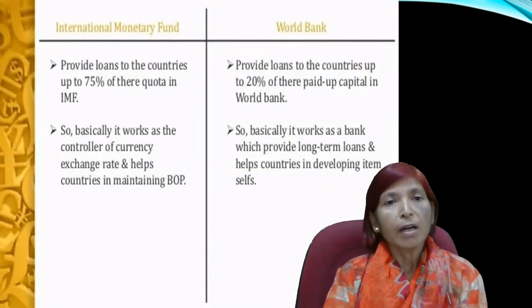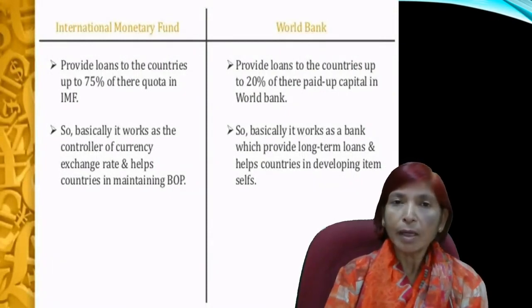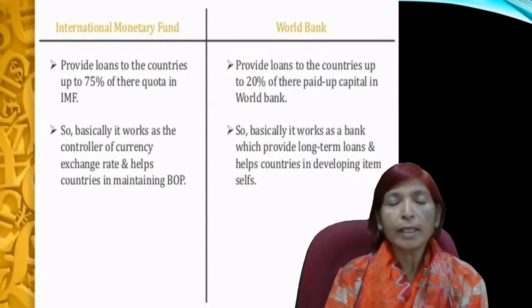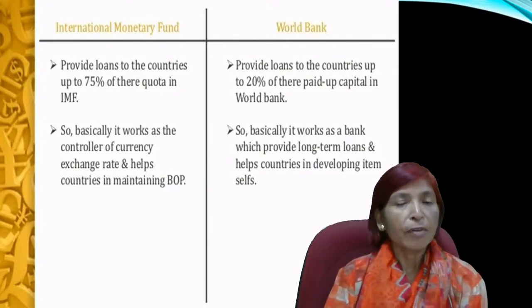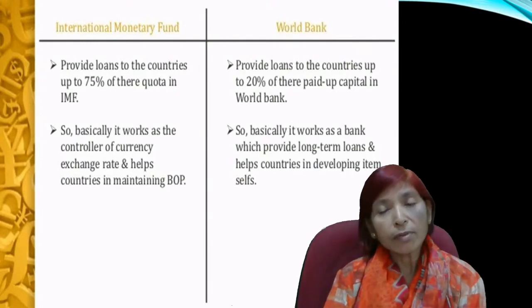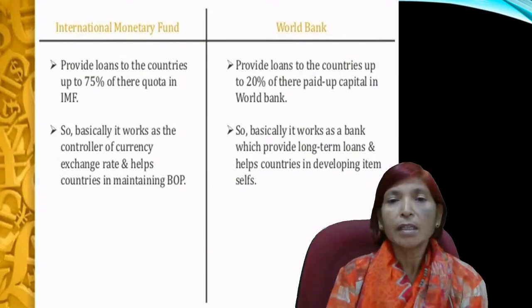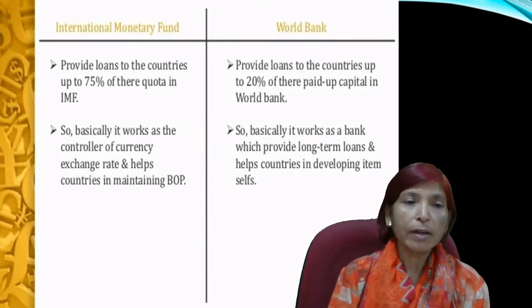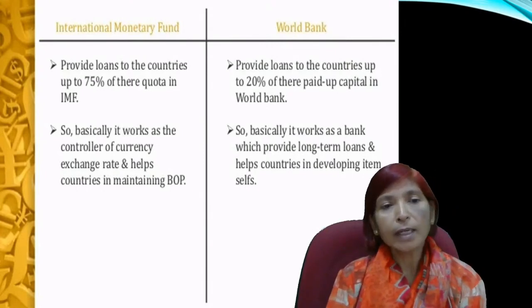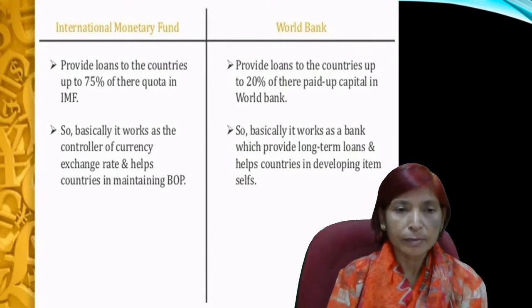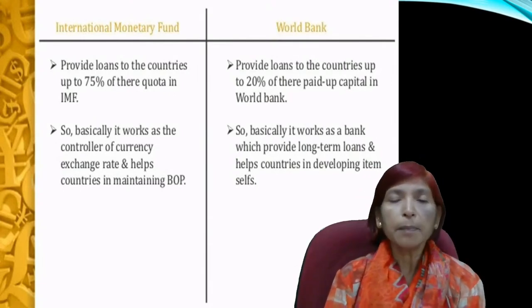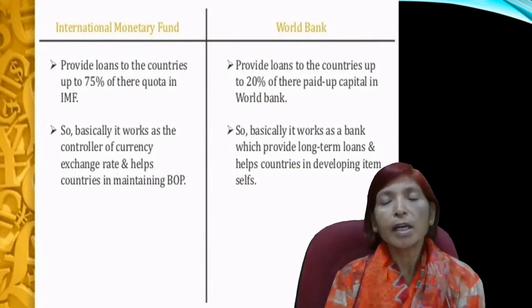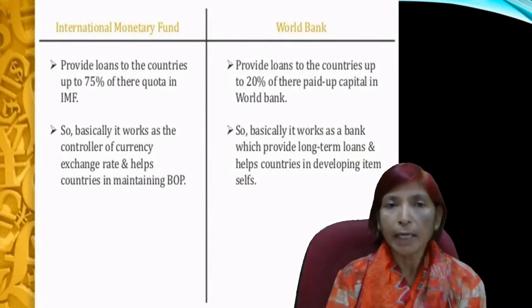Next is, what is the difference between IMF and World Bank. You know that all these are international organizations, international institutions, which mainly give positive effects to the different countries. The International Monetary Fund provides loans to the countries up to 75% of their quota in the IMF. But the World Bank provides loans to the countries up to only 20% of their paid up capital in the World Bank.